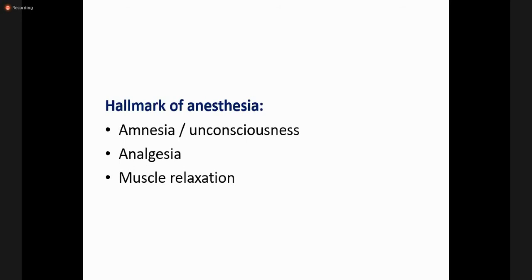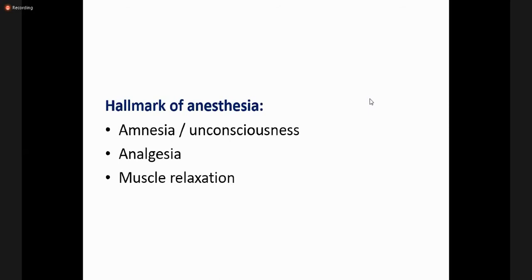The ideal anesthetic agent should have these three important characteristic features. It should be able to produce analgesia, it should be able to produce muscle relaxation, and it should be able to produce unconsciousness or amnesia. And one interesting point that I want to share with you is that as far as general anesthetics are concerned, there is still no single anesthetic agent available that is capable of producing all these three characteristic features, right? So that is why we have to use a combination of drugs.